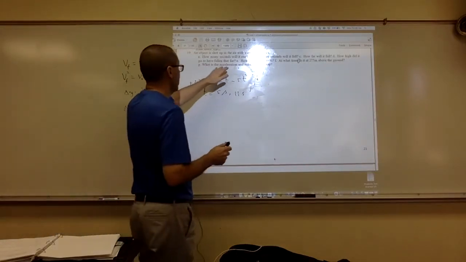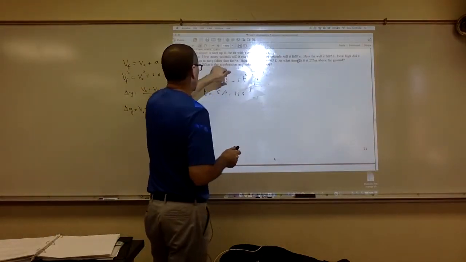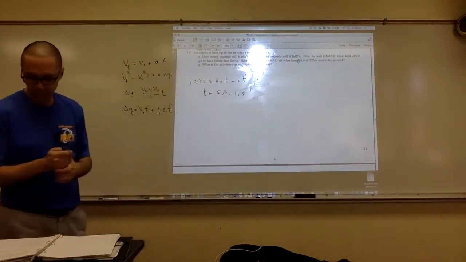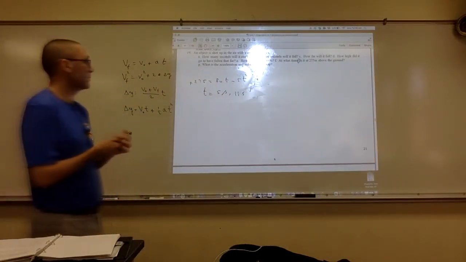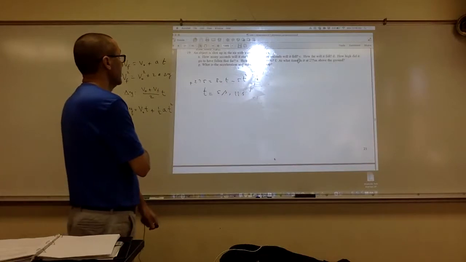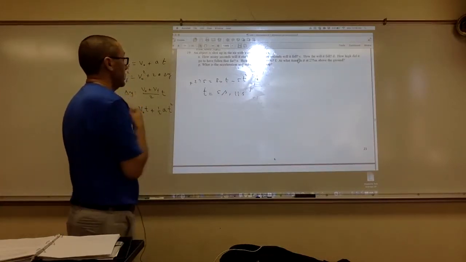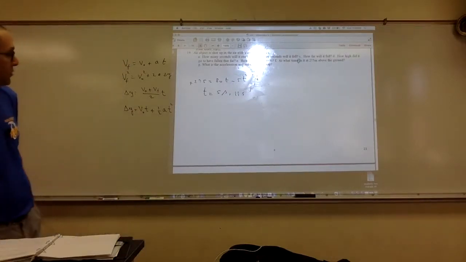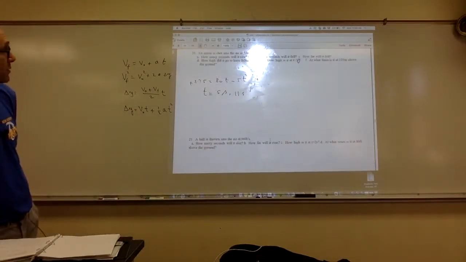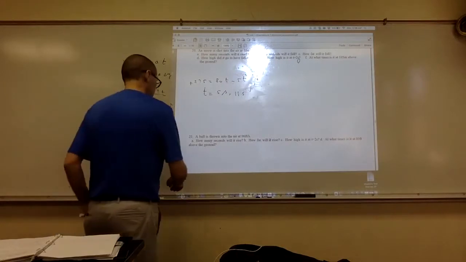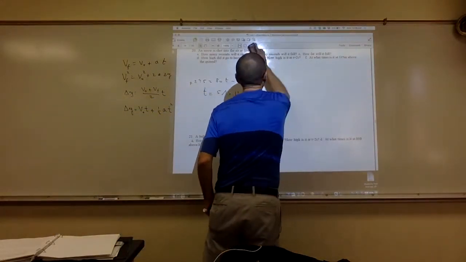What's the acceleration and velocity at the top? Well, the acceleration at the top is negative 10 meters per second squared. Either way, on the way up or down, so it's always there. And the velocity at the top is 0 because you have to start to change direction. Look at number 20.